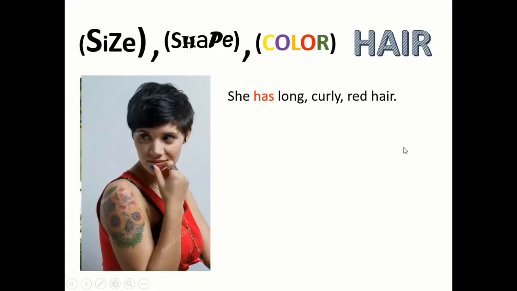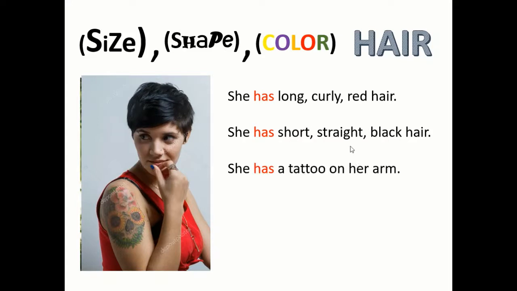Let's check another example. What does she look like? Try to give a response. Remember, we are describing the hair. Yes, that's right. She has short, straight, black hair. We could also say that she has a tattoo on her arm. That would be another characteristic.